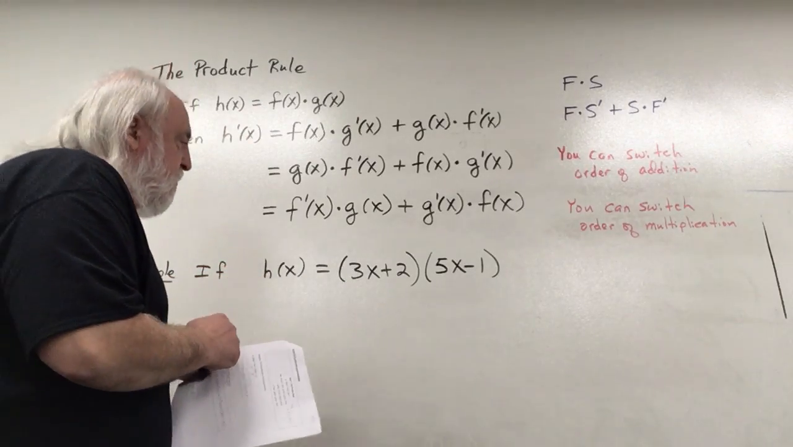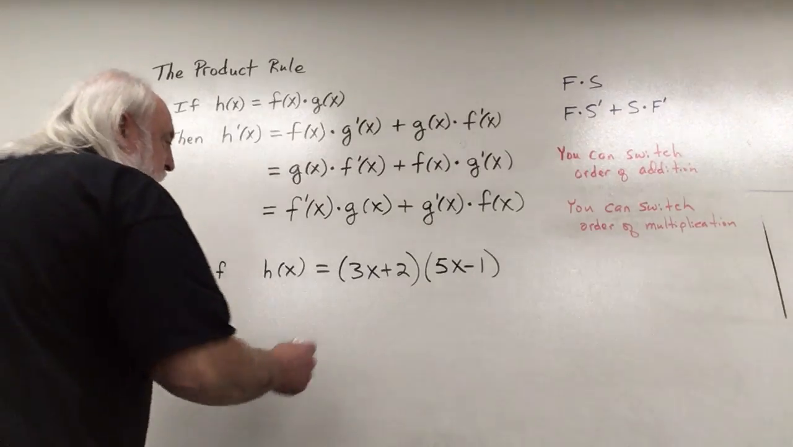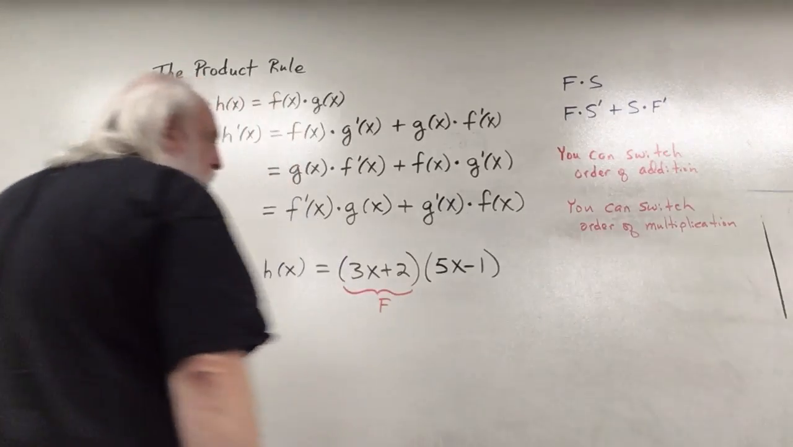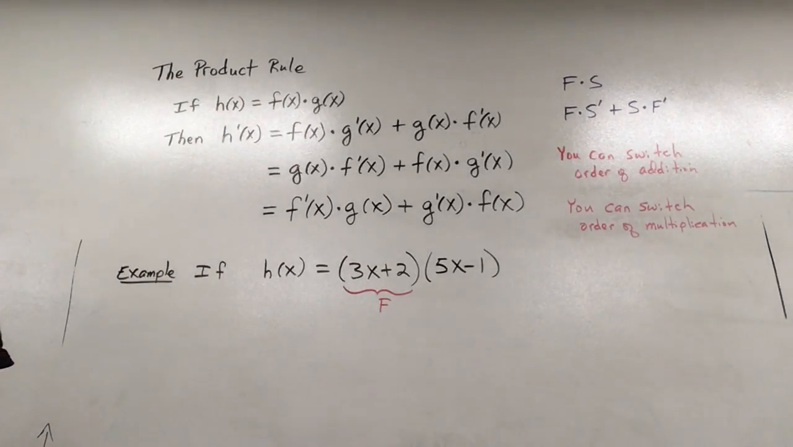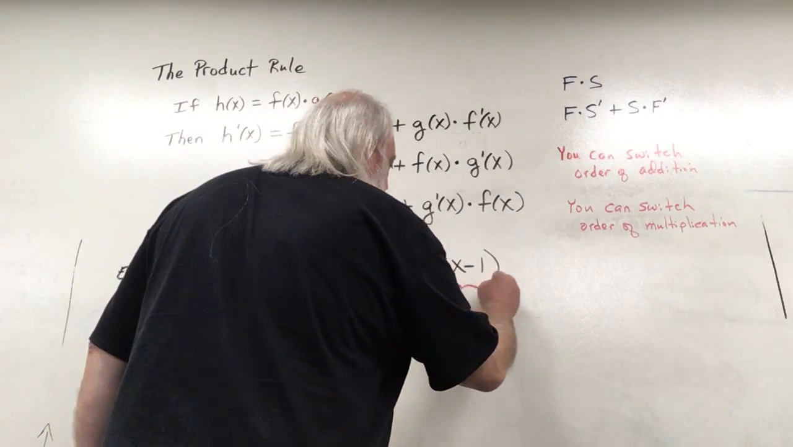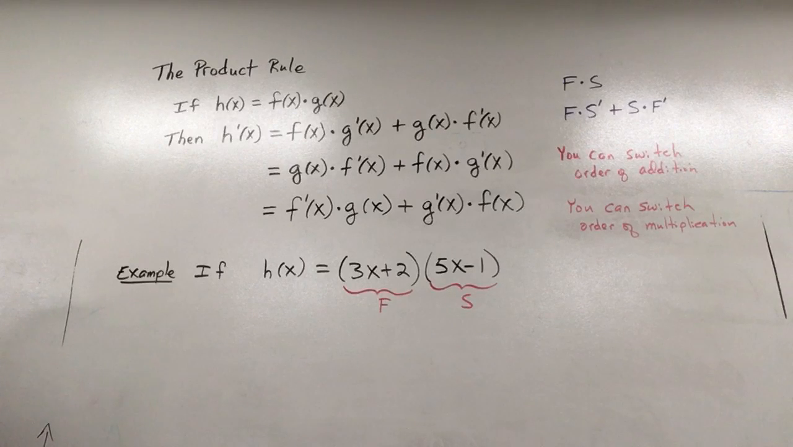So my first function in this example, on the right-hand side, is what's in the first set of parentheses, 3x plus 2. And the second function is what's in the second set of parentheses, 5x minus 1.